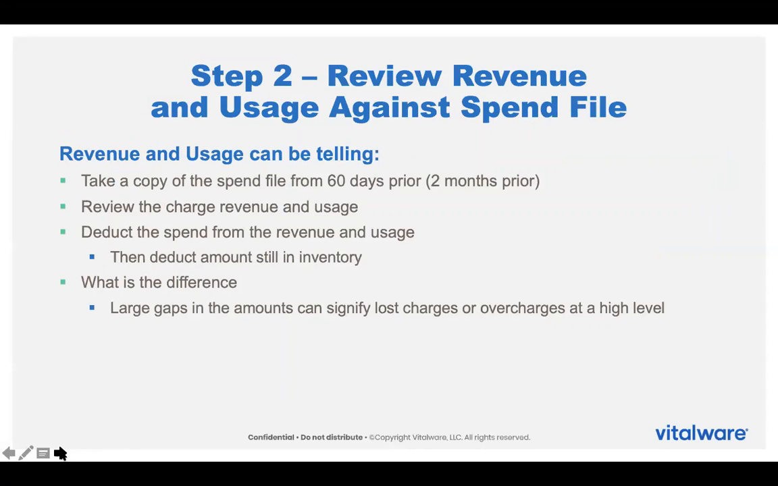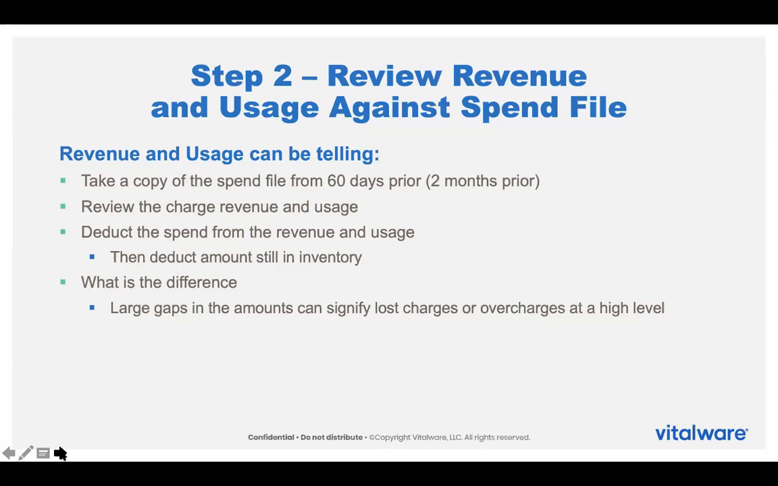Second is a review of the revenue and usage or the spend file. You take a copy of the spend, and I do it from 60 days prior because the shelf life is usually no more than 60 days. Review the charge revenue and usage, how many were charged, and deduct the spend from that. Then you take whatever that amount is and deduct whatever's still on the shelf. So it's basically an auditor's way of a physical inventory. What did I buy less what's on the shelf, and that should match what I charged.